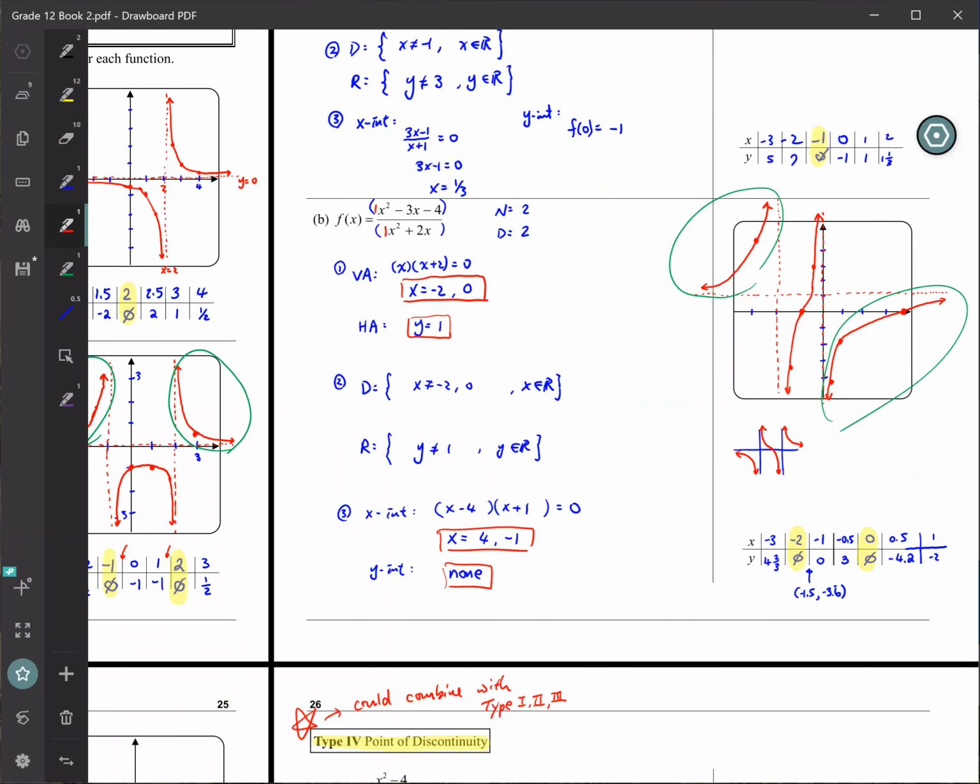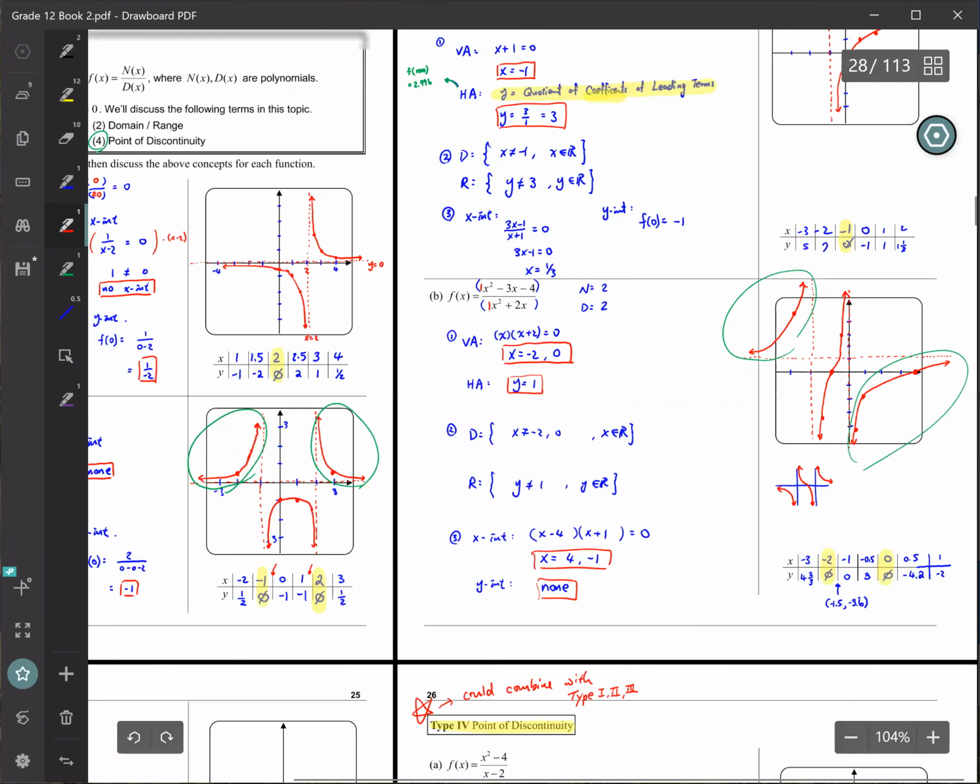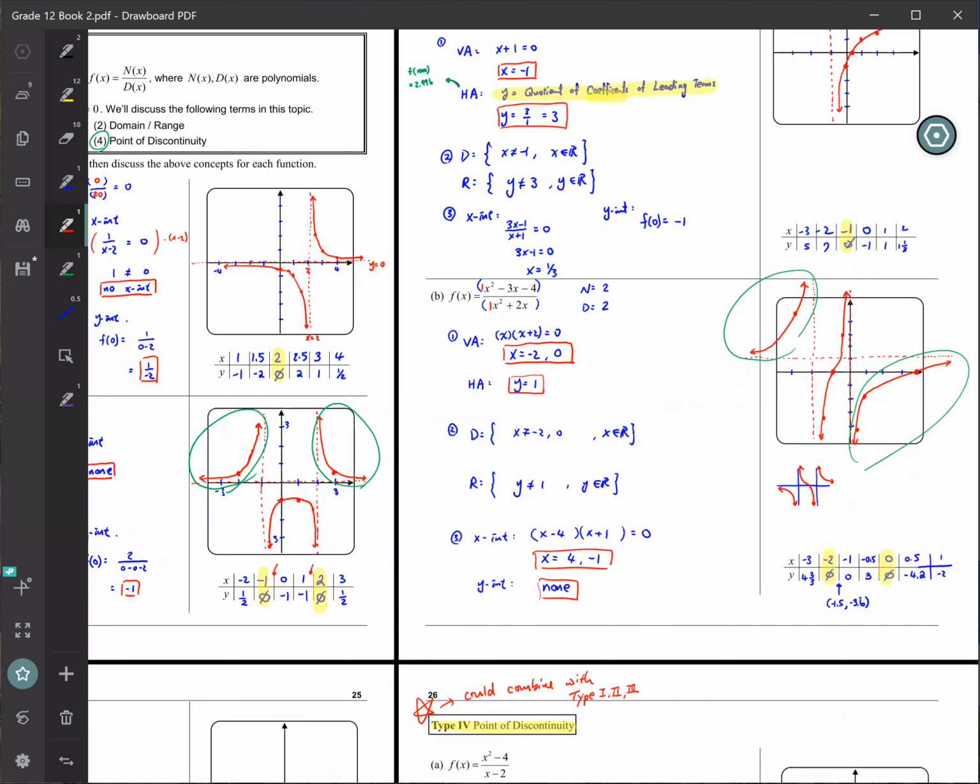So this one is very special. We have 2 vertical asymptotes, but it could be the question in type 1, or it could be like this one, where the middle part can cross the horizontal asymptote. Okay, so after the break, we will do type 3 and 4.